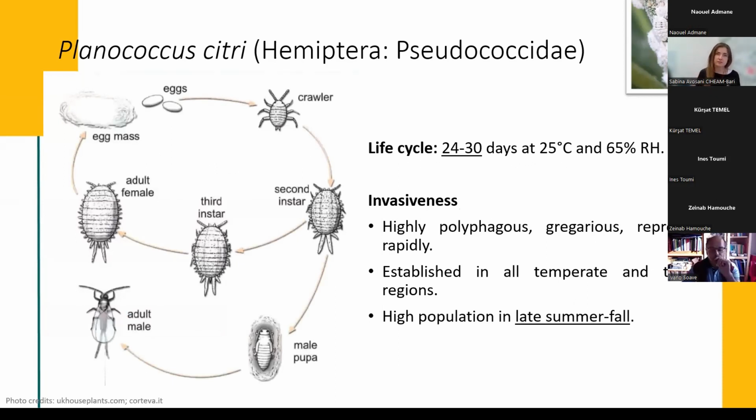And given that the insect is highly polyphagous, gregarious, and it reproduces very rapidly, the mealybug is highly invasive. In fact, it established in all temperate and tropical regions, and the peak of the population can be observed in the late summer and in fall.